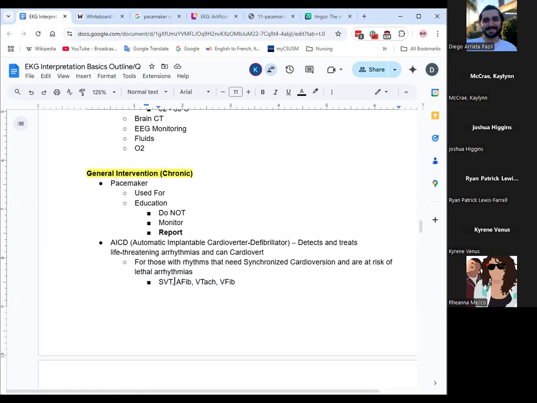But then we also have the pacemaker as well, the generic basic pacemaker. What is it used for? What are things to do and not to do? What do you have to monitor, and what should you report? And I think this one might overlap with one of your questions, Kaylin.